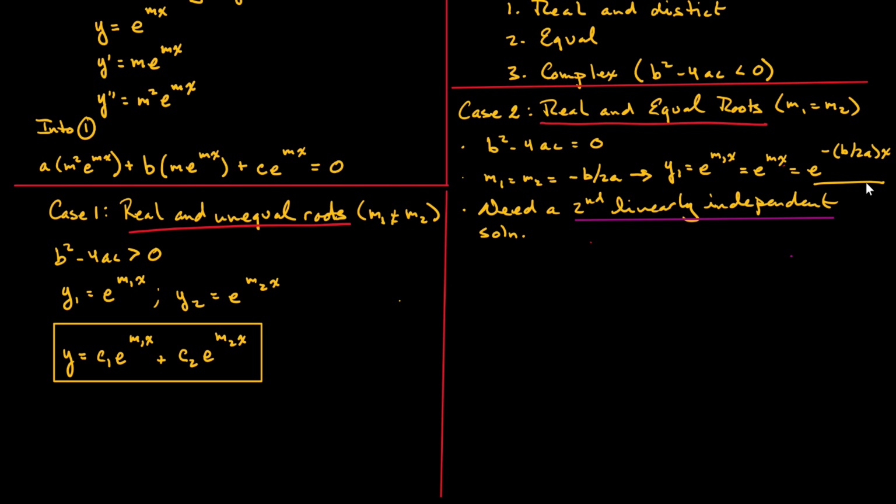However, recall that we need two linearly independent solutions. How do we go about that? What we can do is apply the method of reduction of order, given that we already have one known solution to the ODE. We therefore seek a solution of the form y2 equal to v y1.